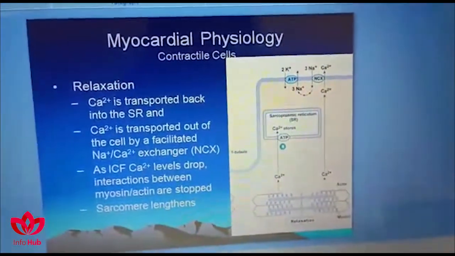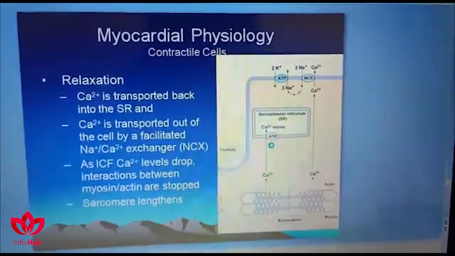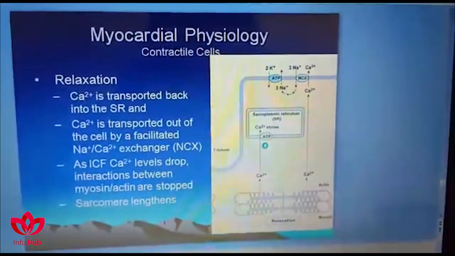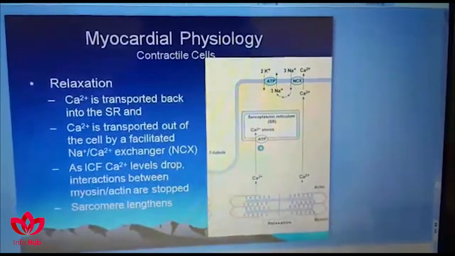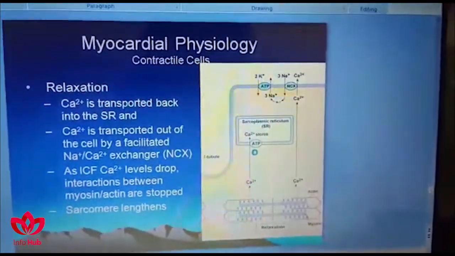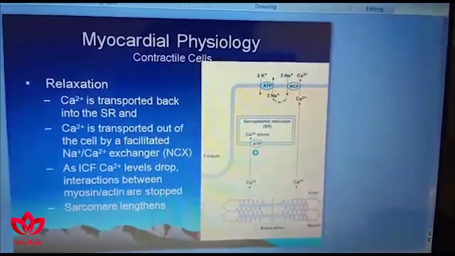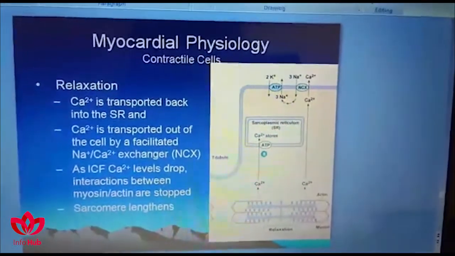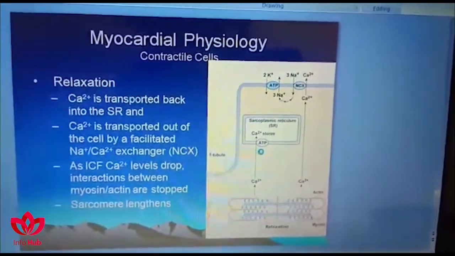So relaxation is the reverse process, in which calcium is transported back into the sarcoplasmic reticulum, and calcium is transported out of the cell by a facilitated sodium calcium exchanger. As intracellular fluid calcium level drops, the interaction between myosin and actin is stopped, and here the sarcomere lengthens and relaxation is achieved. So this excitation contraction process is over with the return of calcium back into the sarcoplasmic reticulum.